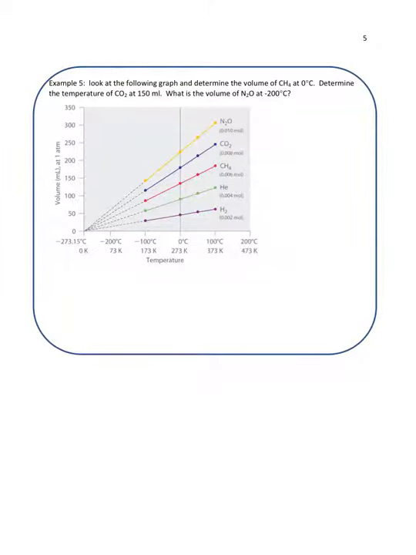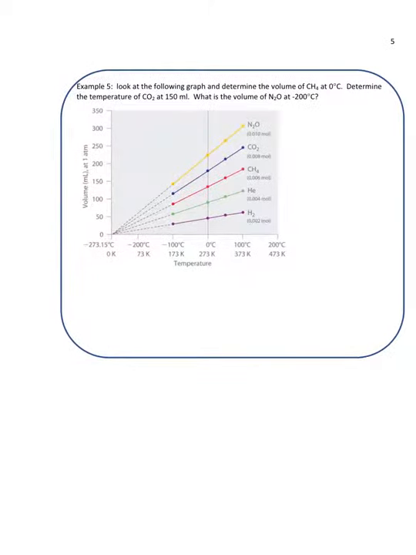Okay, example 5 says, look at the following graph and determine the volume of CH4 at 0 degrees Celsius. Okay, so let's find CH4. There are several lines on this graph. The red one represents CH4. We want to know the volume of this at 0 degrees Celsius.